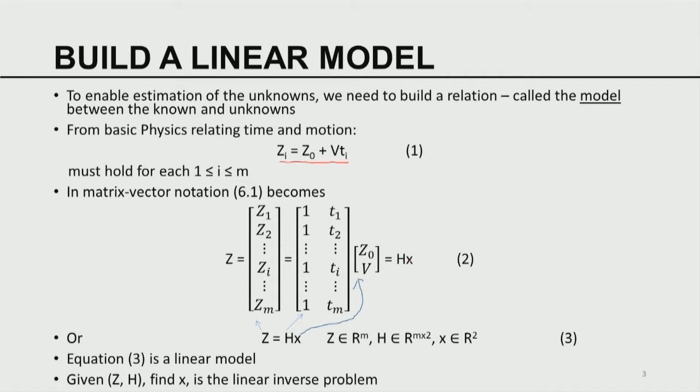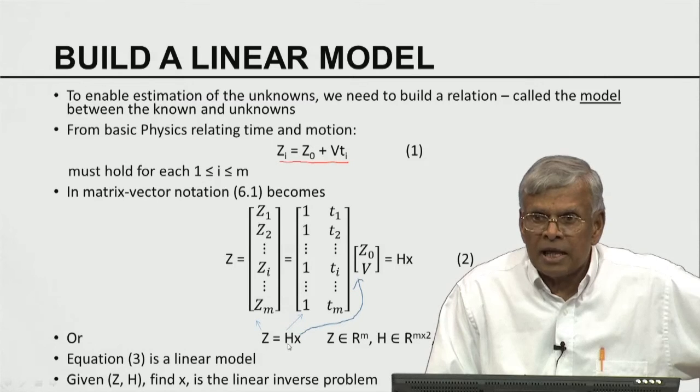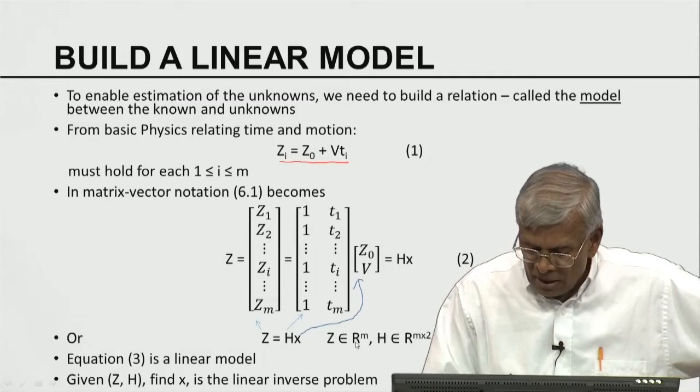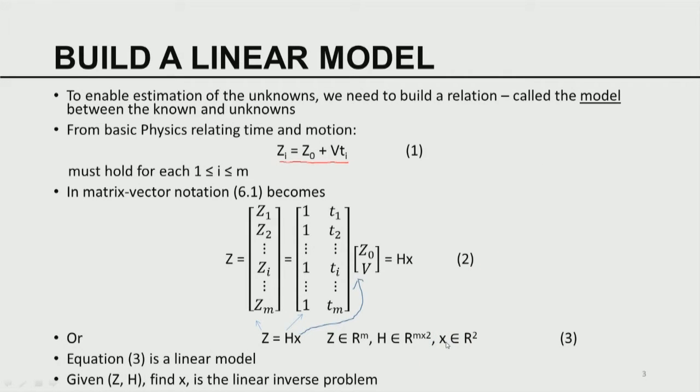So x has two components. First component is z0, second component is v. The unknown is a vector of size 2. The known is a vector of size m. H is a matrix. H is an m by 2 matrix. It has m rows and 2 columns. So this problem can be stated as z is equal to H x. Z is equal to H x is the mathematical relation that simultaneously captures all the positions that are observed at m different times. So z is an m vector, H is a matrix which is m by 2, x is a vector which is in R2. Now please go back to our definition of direct problem and inverse problem.